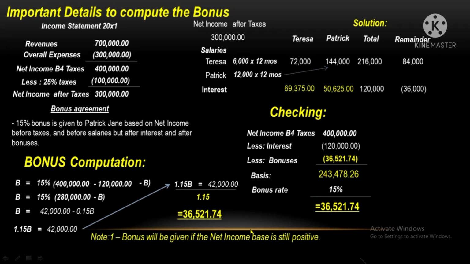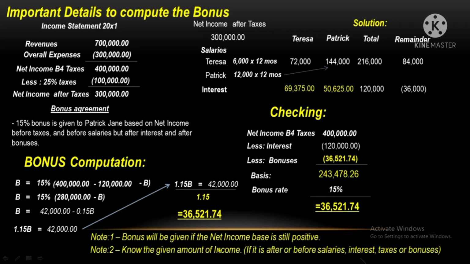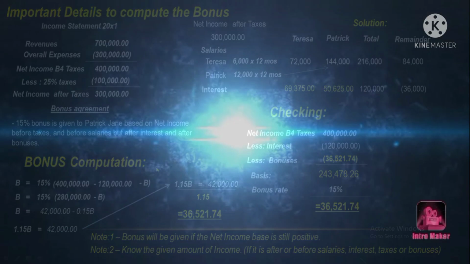And number two, know the type of net income amount which is given in the problem. Is it before taxes, before salaries, interest, and bonuses, or is it after? So that you'll be able to match it with the required or the agreed net income basis. Just like this 400,000, you need to know if this is after or before salaries, taxes, interest, and bonuses, because you're going to match it with the required net income basis based on the agreement. So that's it for the bonus computation.